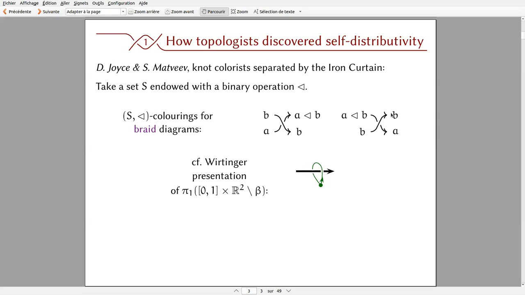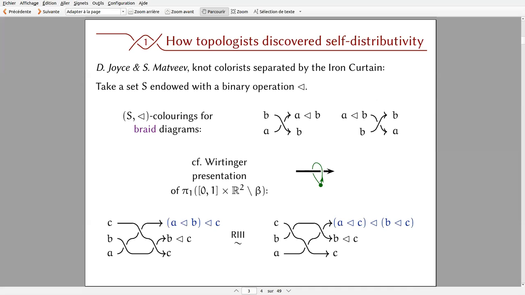You should just go in the opposite direction. So this is completely inspired by this Wirtinger representation of the fundamental groups of the complements of your objects. Now you want these colorings to be topologically meaningful. For this, you need to check that the Reidemeister moves preserve them.